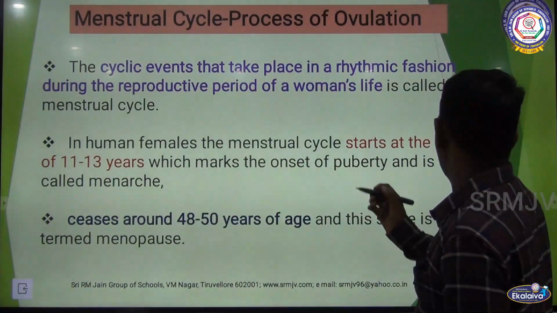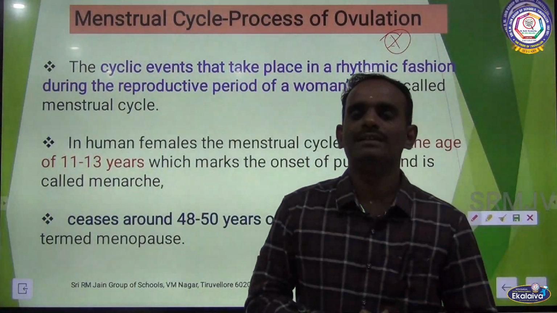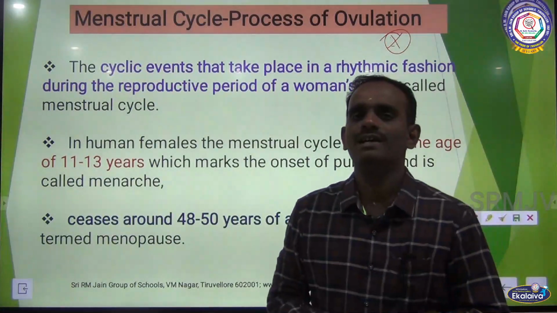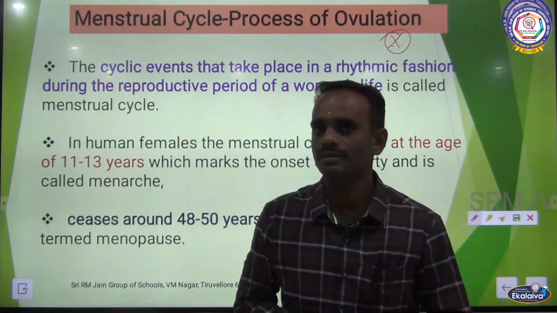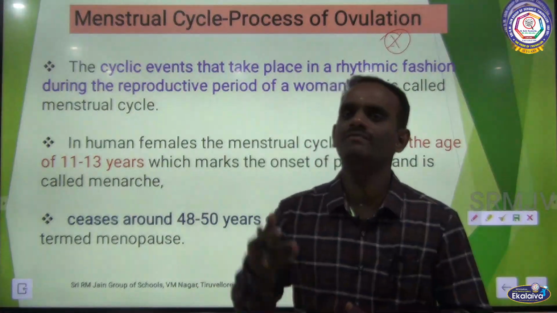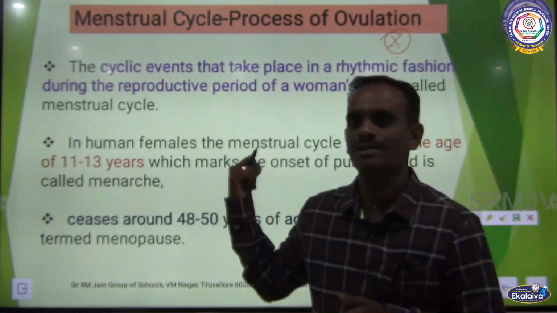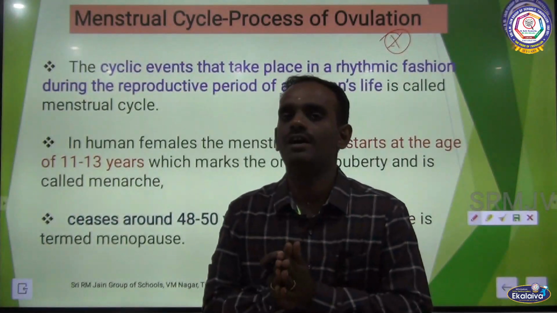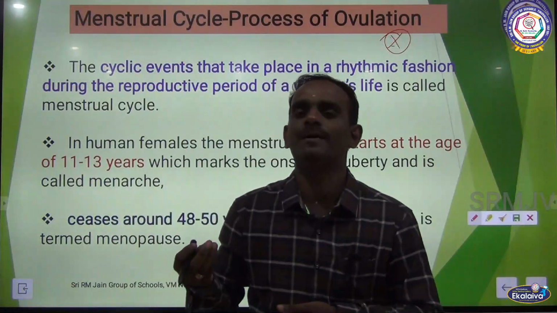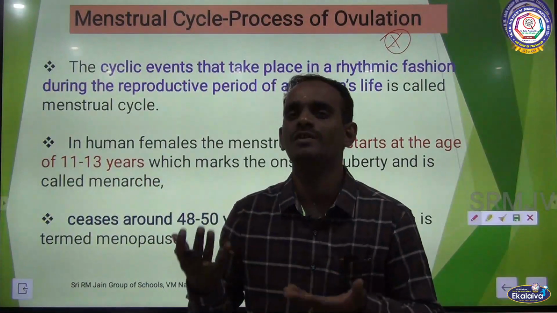The next very important question, often asked from the exam point of view, is the menstrual cycle, the process of ovulation. Have you heard the word ovulation, children? What is ovulation? Where does it occur? Then when does it occur? For all these questions, we will see the answer now. Ovulation, in short, is nothing but the process of release of a matured egg, the rupturing of Graafian follicles to release the egg, that is called ovulation.